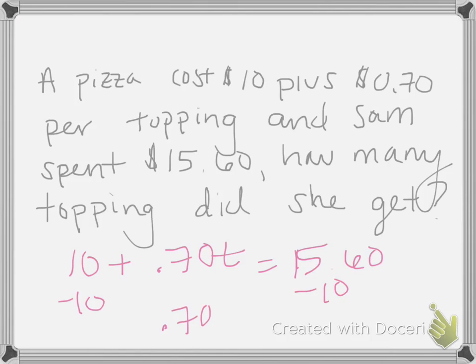So 0.70 T is equal to 5.60. Divide by 0.70. So T should equal 8 toppings.